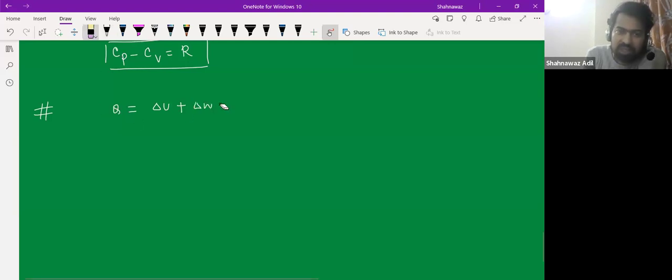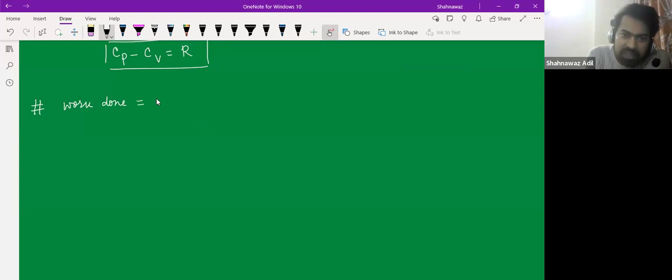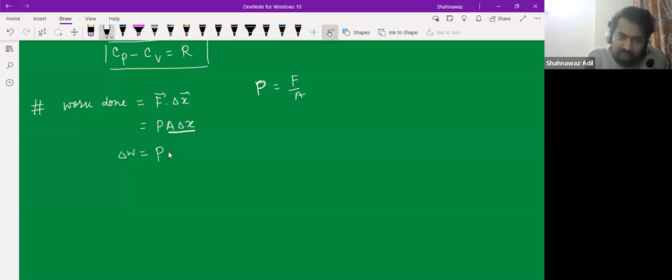And before we talk about this, let me quickly talk about what work done is. We know that work done is force into displacement, let me write it as delta X. How can we write this force? Force is pressure into area, because pressure is force by area. And this A delta X, area into length, is your volume. So we can write the work done as P delta V.